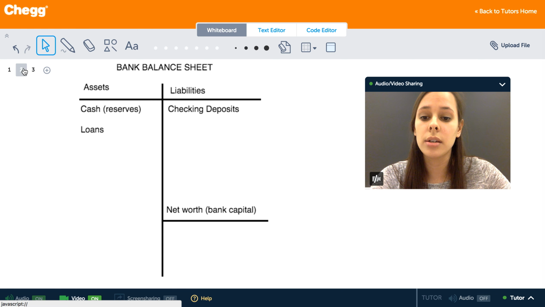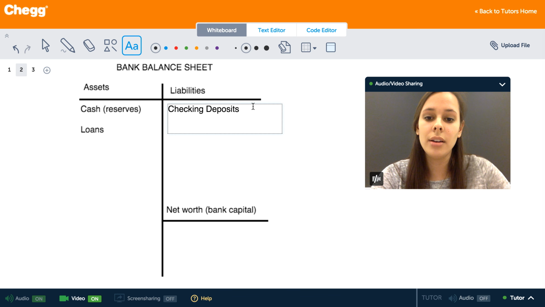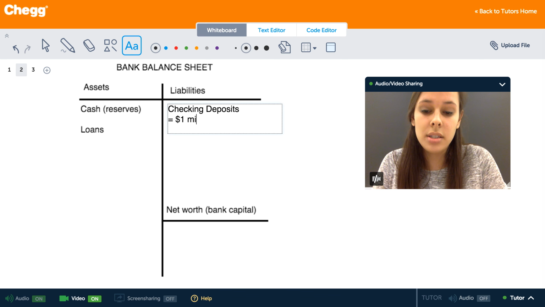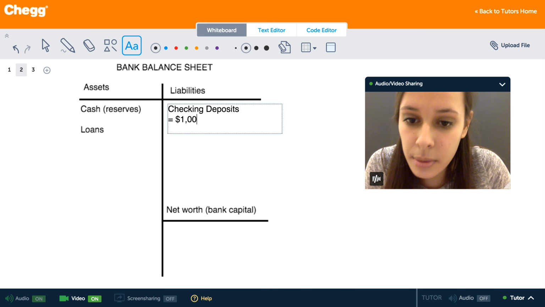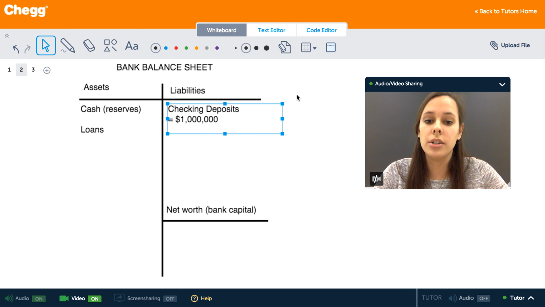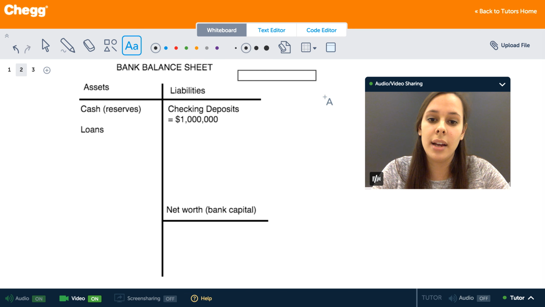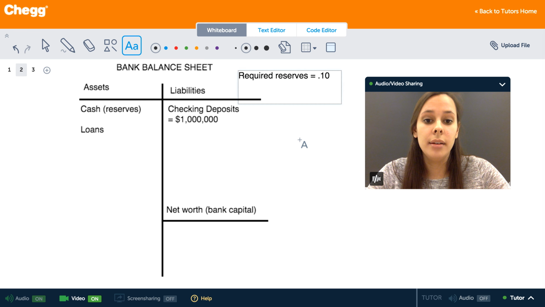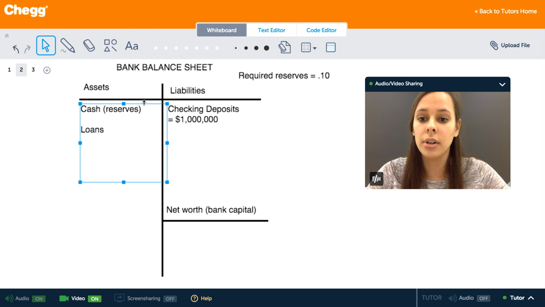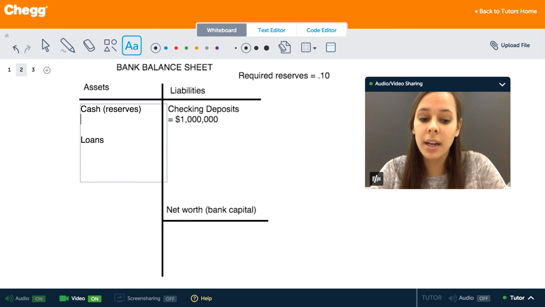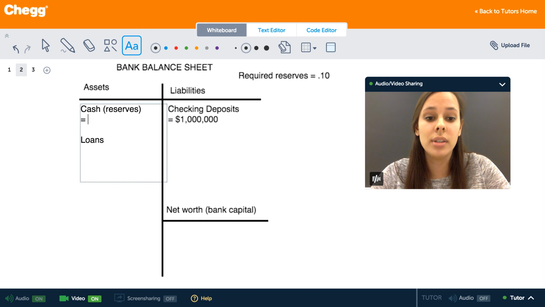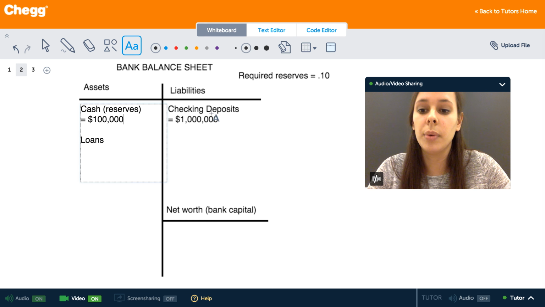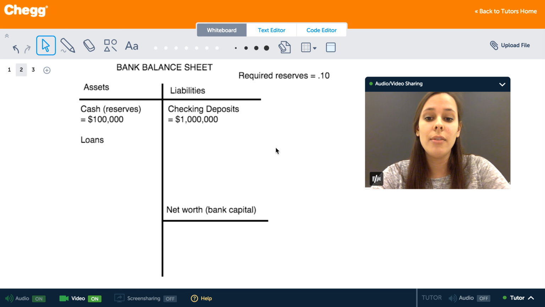So, going back to our balance sheet, if we assign values to checking deposits, let's just say that there are 1 million in checking deposits. The reserve ratio, we can write that down as 0.10, meaning they have to hold 10% of all checking deposits as reserves. In order for them to be in compliance with the law, they would have to hold 10% of 1 million, or 100,000. If they have 100,000, they have met their required reserves.